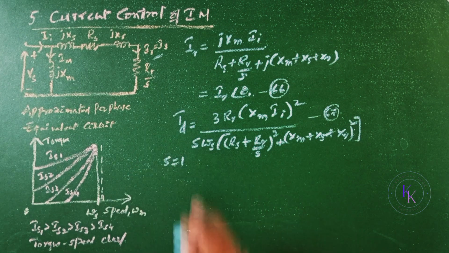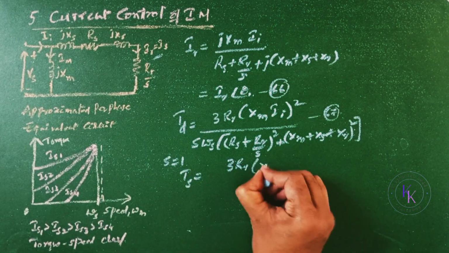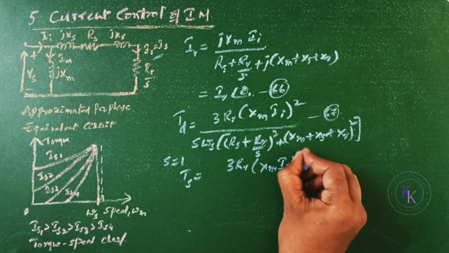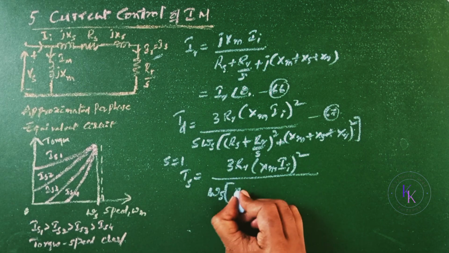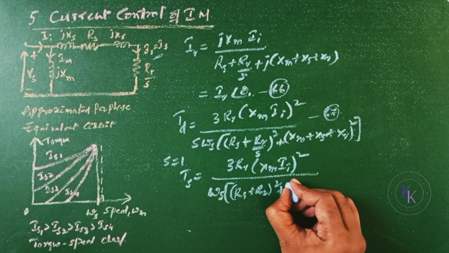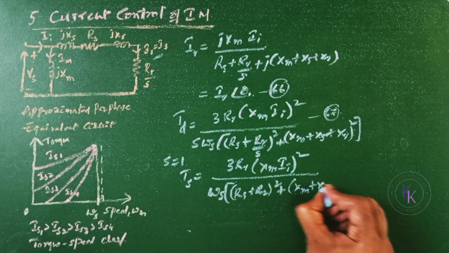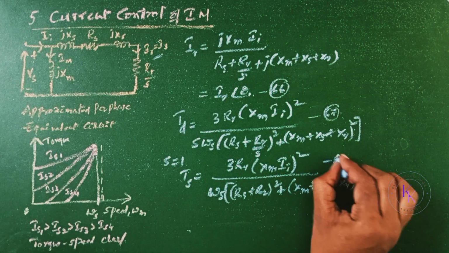The starting torque at S equals 1, TS, is given by 3 RR XM II square divided by omega S of ((RS plus RR) whole square plus (XM plus XS plus XR) whole square). Let this be equation number 68.